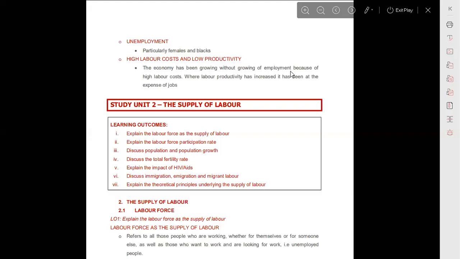Usually, the format. Okay, we'll take a look at the supply of labor.